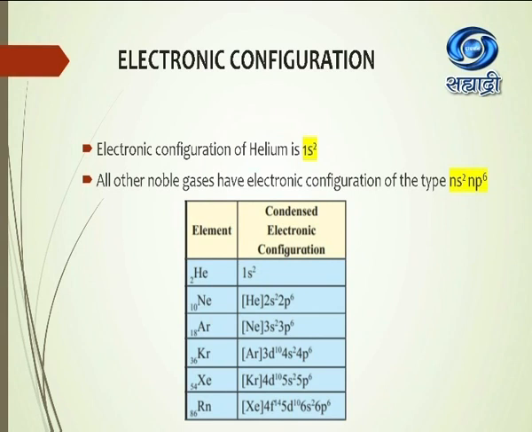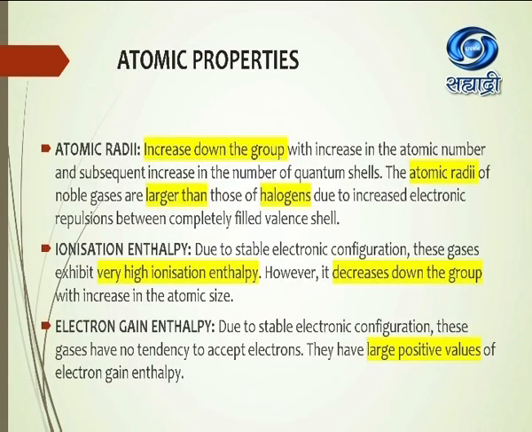Now we know that when an octet is present in the outermost shell of any atom, then that atom is considered as stable. And so in general, if nth shell is the outermost shell, then we can write the configuration as ns2np6.